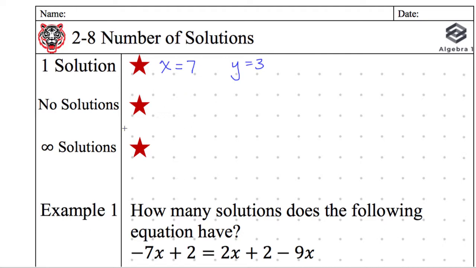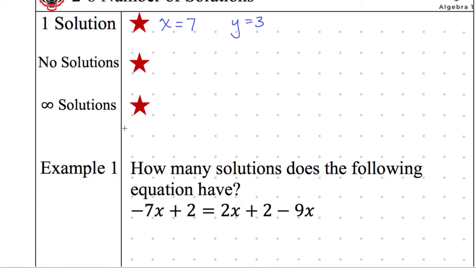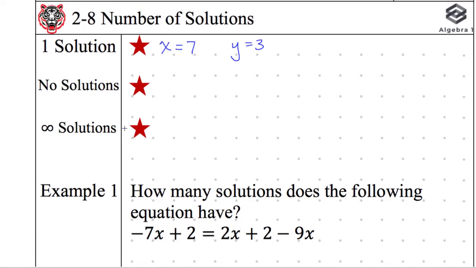Our new things are these things, no solutions. With no solutions, you're going to have some equation, but when you boil it down, you're going to get something weird. You're going to do your normal operations, nothing you're doing is incorrect, but when you boil it down to the very end, you'll get something like this: 1 equals 2. Uh-oh.